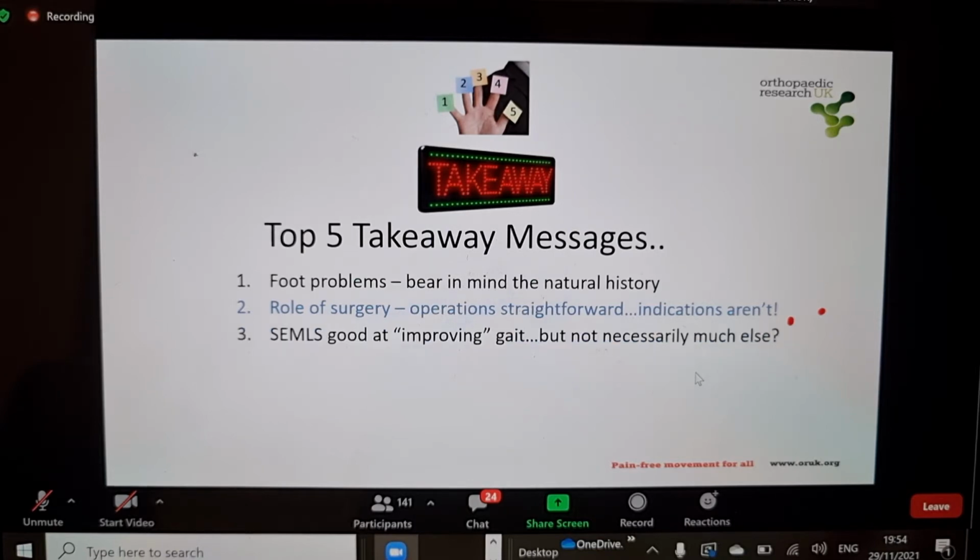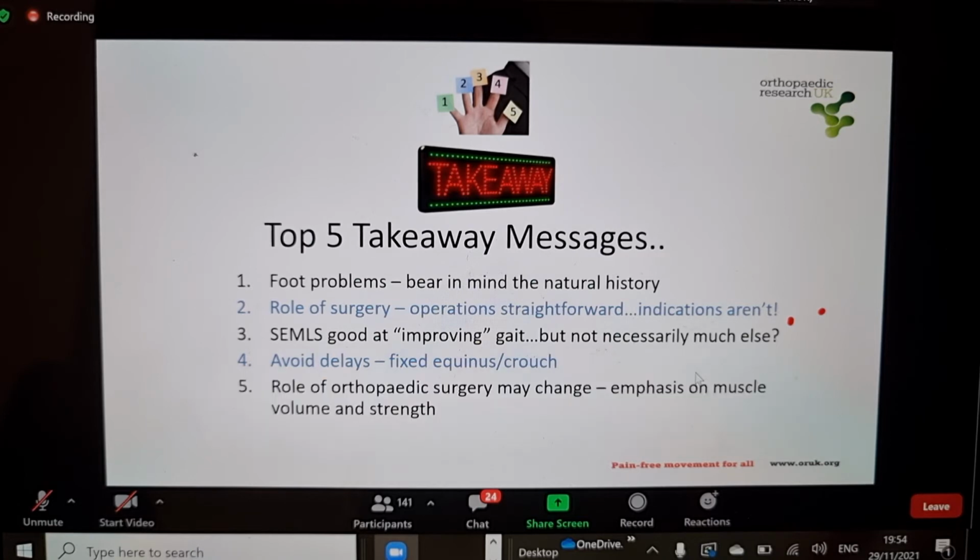What can we say about current state of single event multi-level surgery? We can say it improves gait, but that's pretty much it. I think we should try and organize our teams so that patients with crouch gait and patients with fixed equinus come to surgical attention at an early stage, if at all possible.